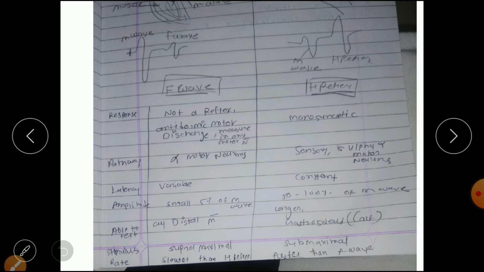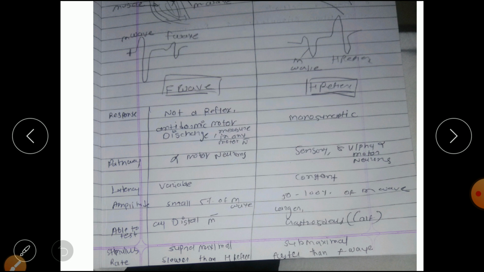Now here are some differences between F wave and H reflex. The F wave is not a reflex; it is a wave with an antidromic motor discharge, measured in any motor nerve, whereas the H reflex is monosynaptic. The pathway in F wave carries alpha motor neurons only, while in H reflex both sensory and alpha motor neurons. Latency is variable in F wave, whereas it is constant in H reflex. The amplitude is small, 5% of the M wave, in F wave and 50 to 100% of the M wave in H reflex. All distal muscles can be tested with F wave, but only the gastrocnemius and some large muscles can be tested with H reflex.